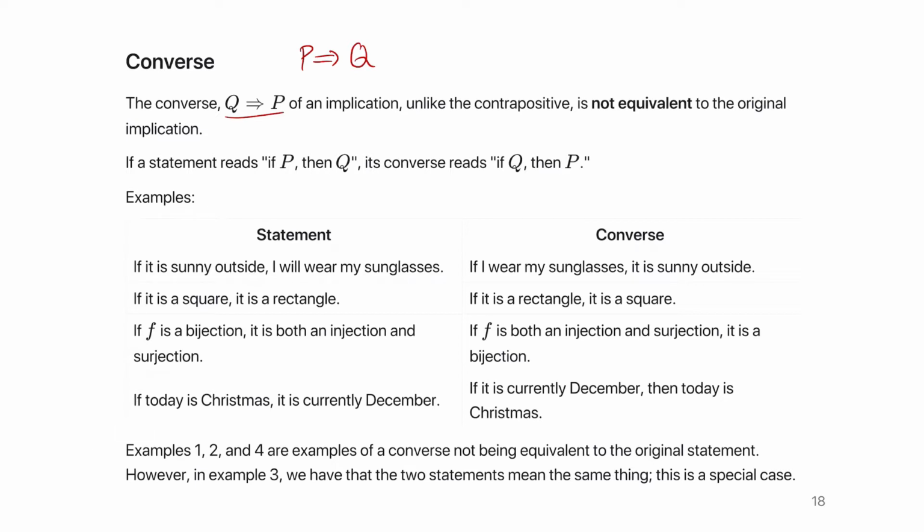And so the third one: if F is a bijection, it is both an injection and a surjection. The converse of that statement is, if F is both an injection and a surjection, it is a bijection. And so in the third case, both expressions happen to be true. So this is a special case. Both are true.